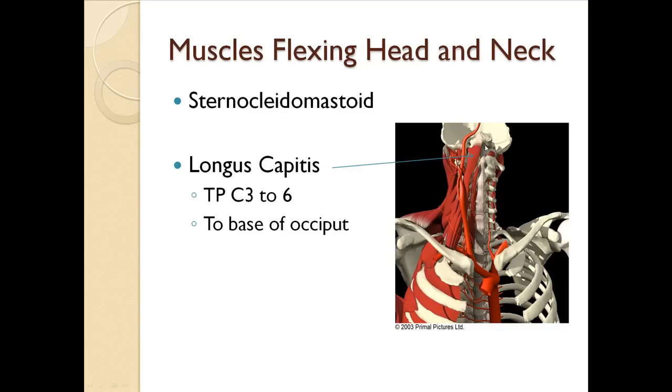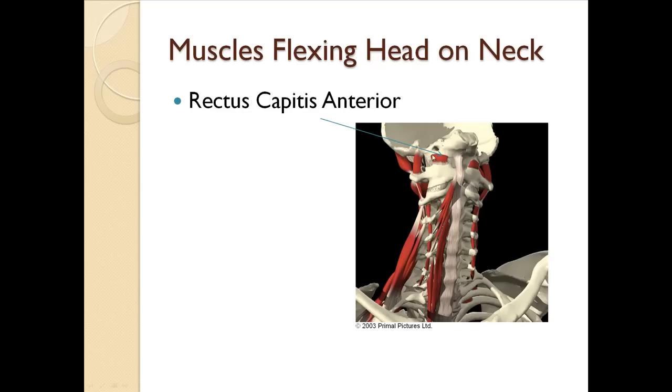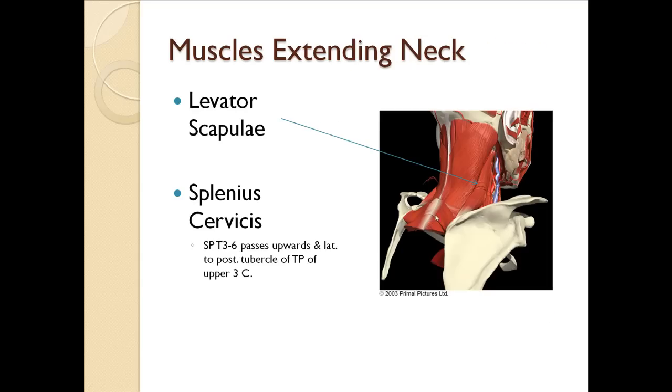And again, when both of these muscles contract, they will both produce flexion of the cervical spine. Up here, we have tiny muscles called rectus capitis anterior, again passing from occiput down to the lateral masses of C1. Going around the back, we've got muscles that extend the cervical spine. So we've got muscles like the levator scapulae, as was mentioned earlier, and then here we can see splenius cervicis that passes from the spinous process of T3 to T6, passes upwards and laterally and attaches onto the tubercles of the transverse process on the upper 3 cervical vertebrae themselves.